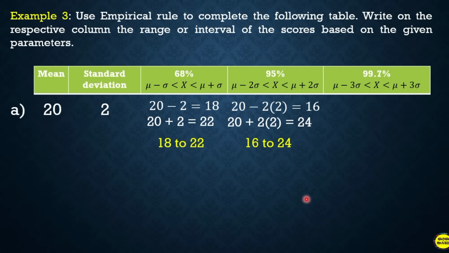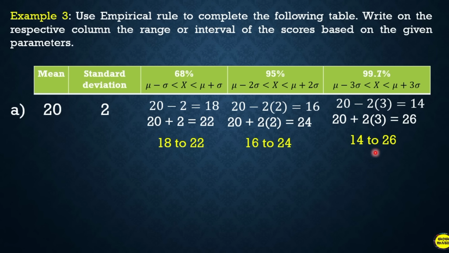Sa 99.7% naman, so 20 minus 2 times 3, kasi 3 na siya kasi pang 99.7%. Okay? So ito yung nasa formula natin. Dapat nauna yung 3 muna, so pwede yung palitan na lang. So dapat 20 minus 3 times 2 is equal to 14. And then dito naman 20 plus 3 times 2, that is 26. So ibig sabihin yung interval dito is mula sa 14 to 26.